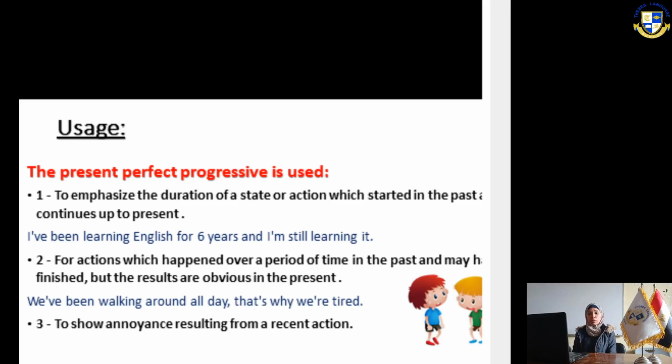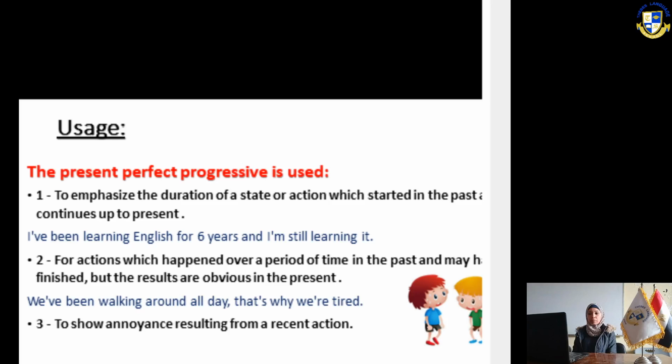For example, you can say, I have been learning English for 6 years and I'm still learning. For usage number 2, you can use it for actions which happened over a period of time in the past and may have finished, but the results are obvious in the present. For example, you can say, we have been walking around all day. That's why we are tired.